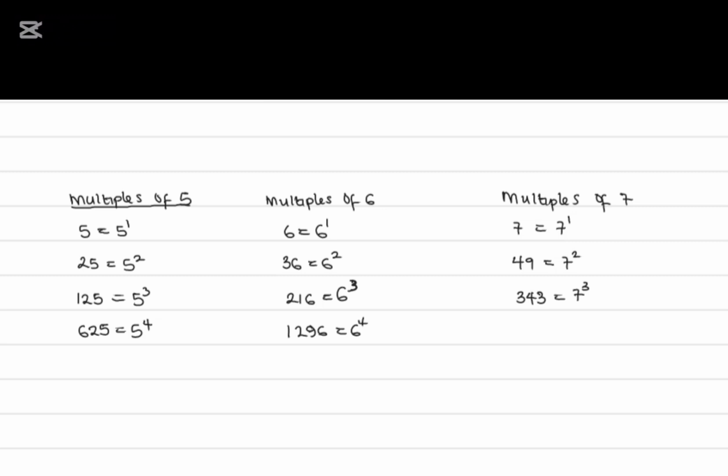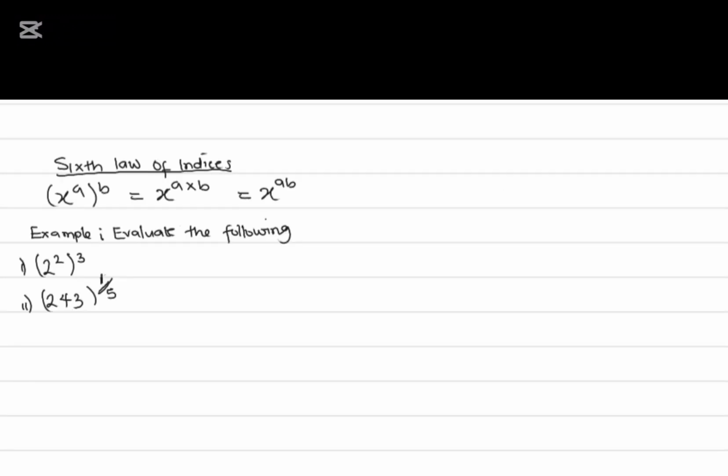So let's look at the sixth law of indices. The sixth law says s raised to power a, in brackets, raised to power b is equal to s raised to power a multiplied by b. What this means is, let's simply evaluate the following, for instance. Look at the first one, which is 2 raised to power 2, all raised to power 3. That will be 2 raised to power 2 times 3. And that's what the sixth law is saying. You can see this is 2 raised to power 6, and this is 64. So that's what the sixth law is saying.